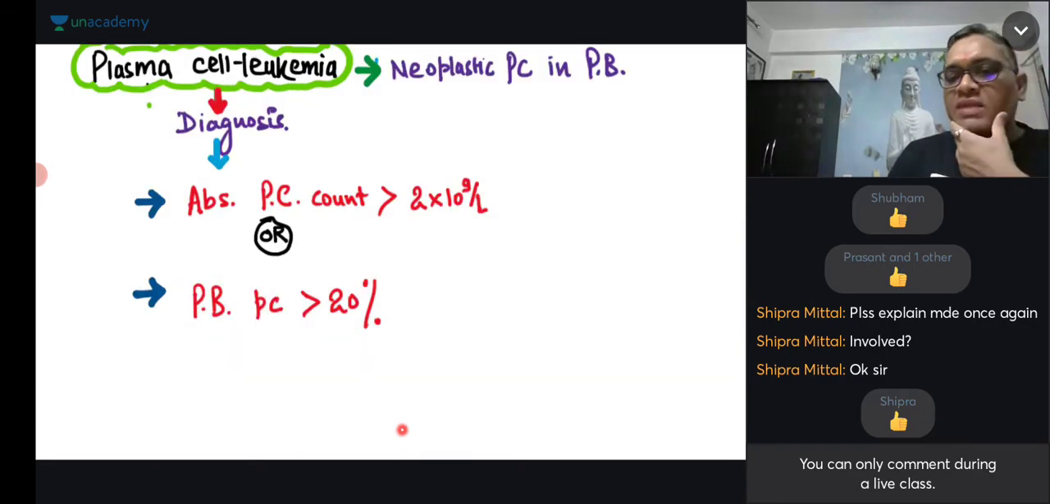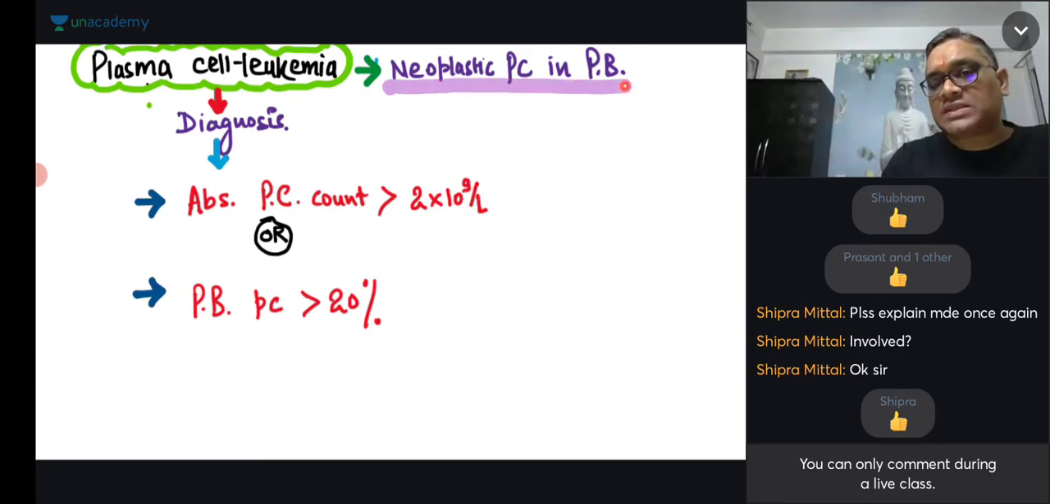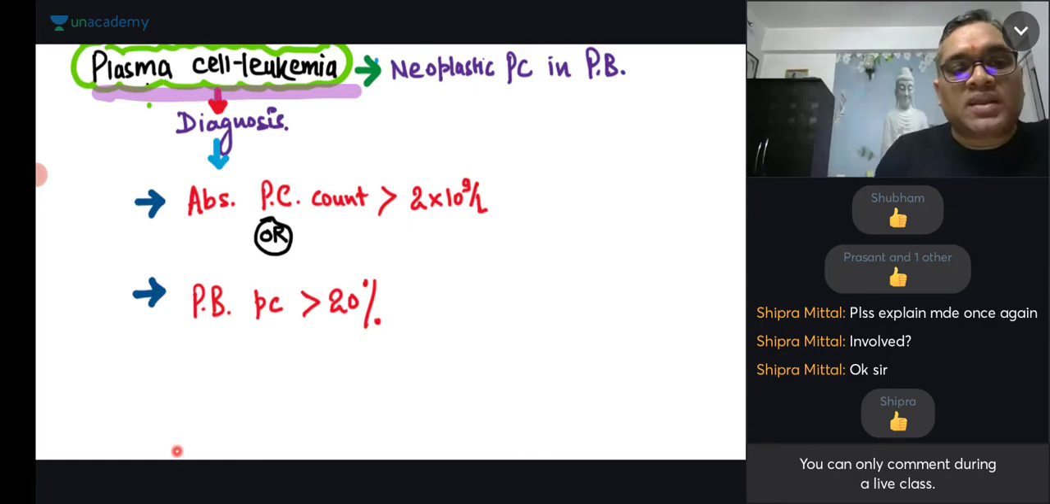As I was telling you, multiple myeloma is like a lymphoma, and it can involve the peripheral blood. Remember, neoplastic plasma cells in the peripheral blood are called plasma cell leukemia. Remember, this is the diagnostic criteria for plasma cell leukemia.